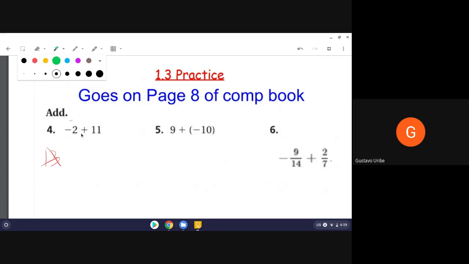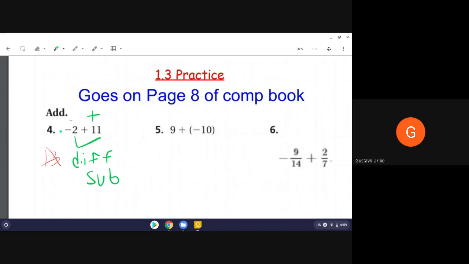This is a positive 11, so this is a positive. Well, because these are different signs, actually subtract. So let's do 11 minus 2, 10, 9. Okay, this is a 9. Let's keep the sign of the bigger number. The 11 is the bigger number, and the 11 was a positive. So your answer is a positive 9, or you can just leave it as a 9, right?